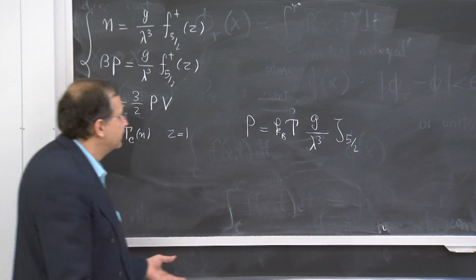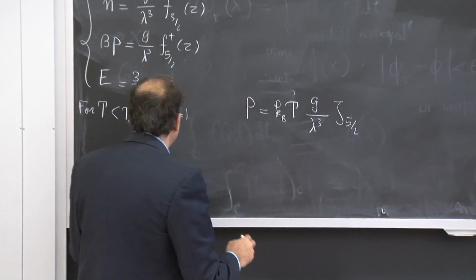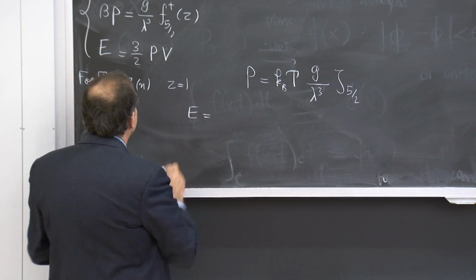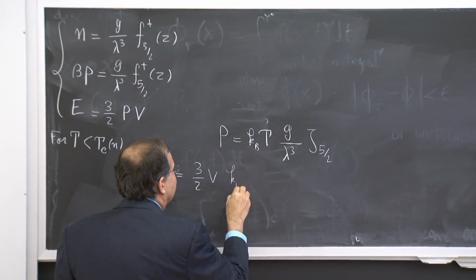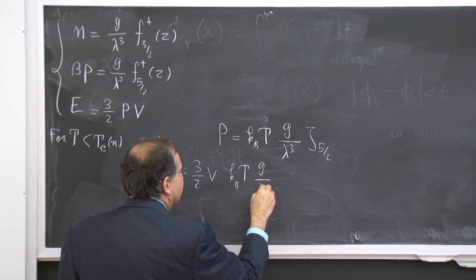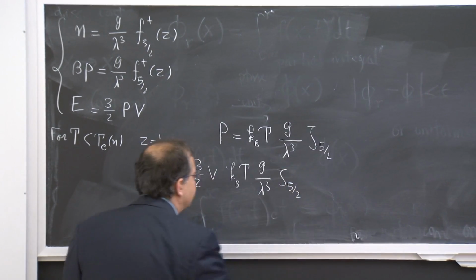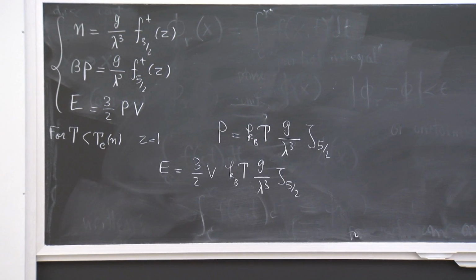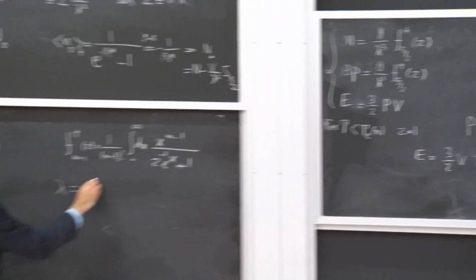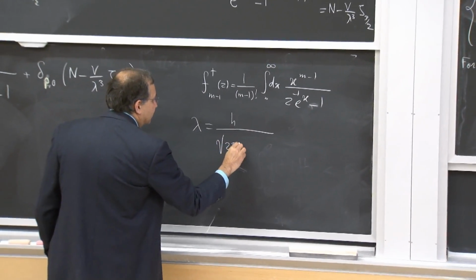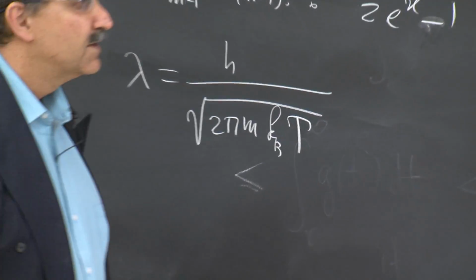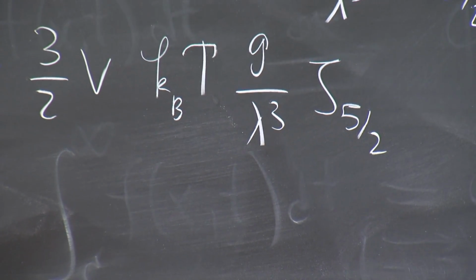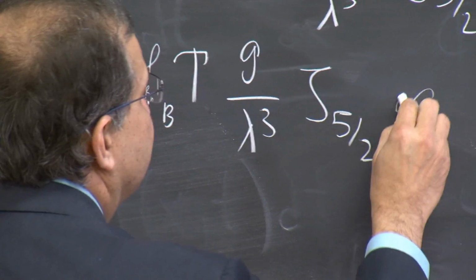Okay, so fine. So what do I have for energy? Energy is going to be 3/2 V times this formula, kBT g over lambda cubed zeta of 5/2. And I notice that lambda, being h over square root of 2 pi m kT, scales like T to the minus 1/2. So 1 over lambda cubed scales like T to the 3/2, plus this T, so this is something that's scaling like T to the 5/2.